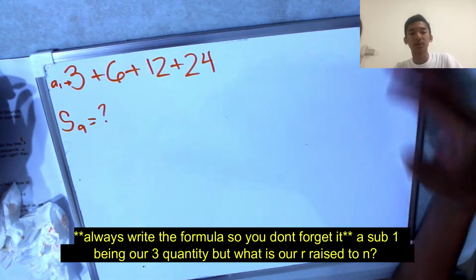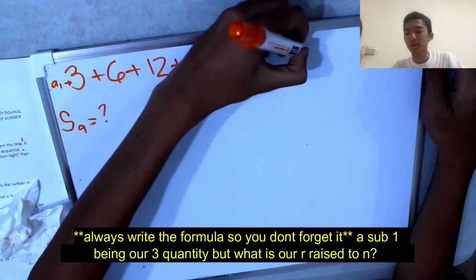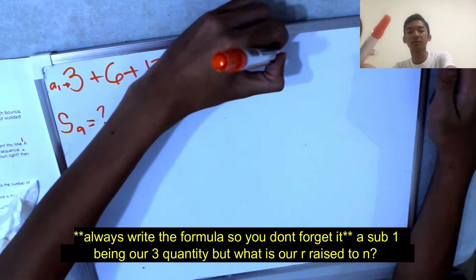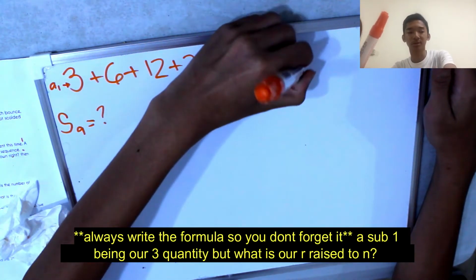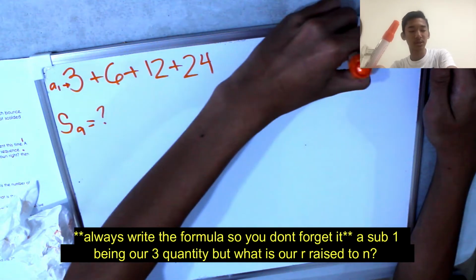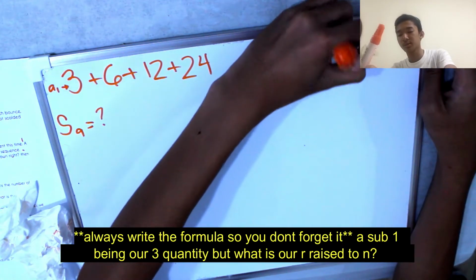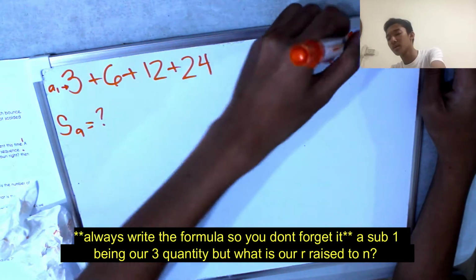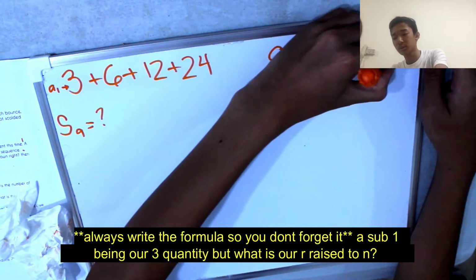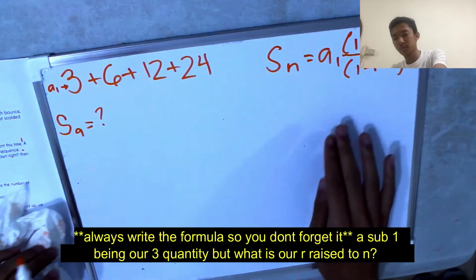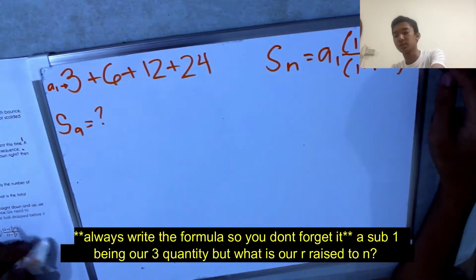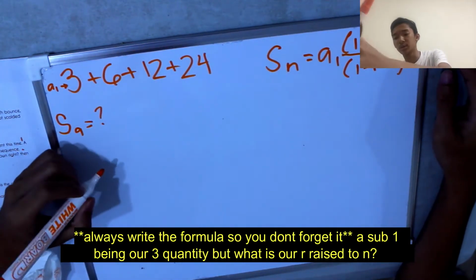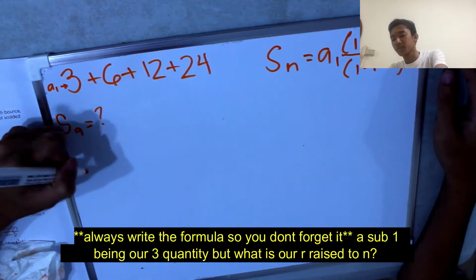Okay, so what I do is I always write the formula before I start so that I'll never forget what to do. So let's remember S sub n equals A sub 1 quantity 1 minus R raised to n close quantity, all over quantity 1 minus R close quantity. So that is our formula there. So let's try to equate that.